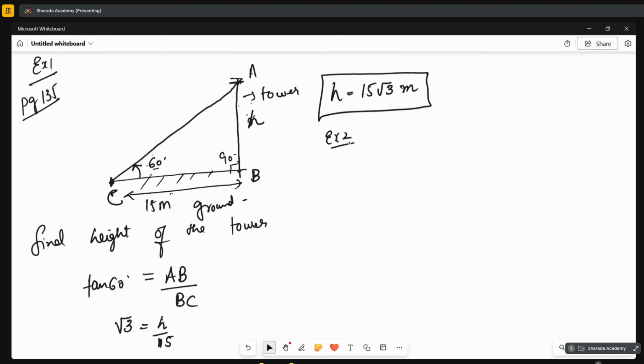Yes, ma'am. Now example two. We start with example two. Next question. An electrician has to repair an electric fault.